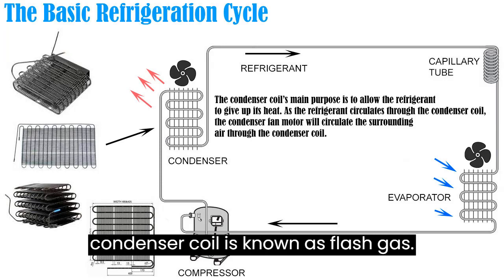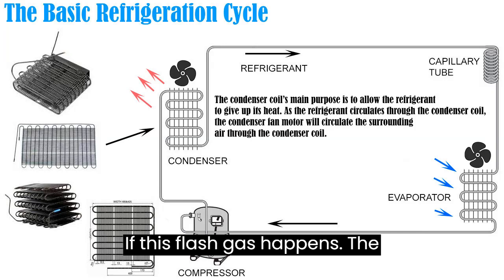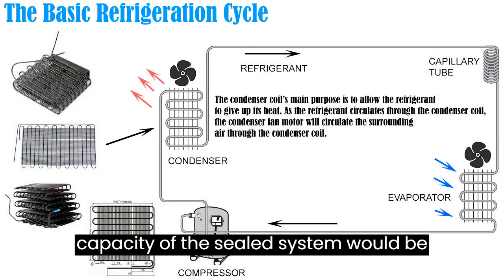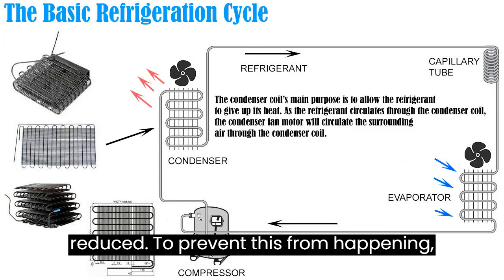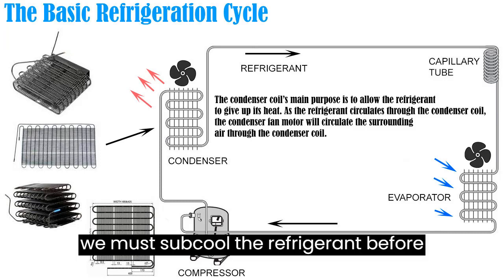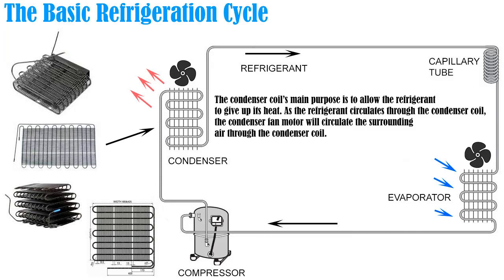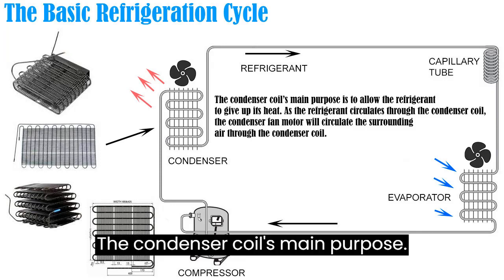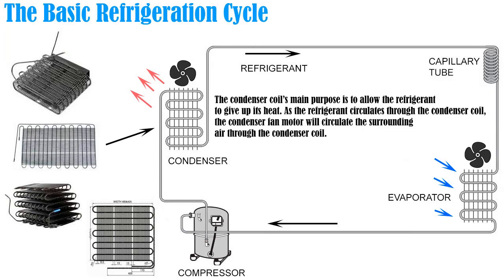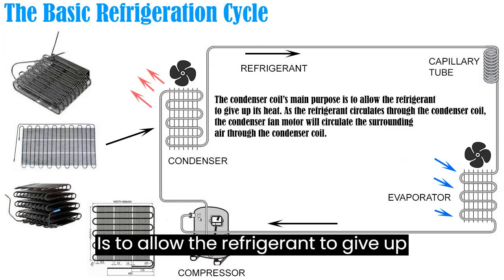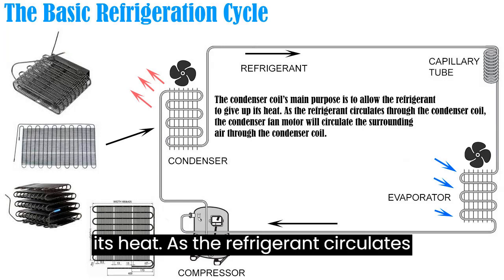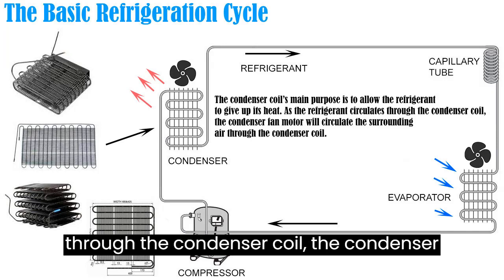The boiling of the refrigerant at the bottom of the condenser coil is known as flash gas. If this flash gas happens, the capacity of the sealed system would be reduced. To prevent this from happening, we must subcool the refrigerant before it reaches the metering device. The condenser coil's main purpose is to allow the refrigerant to give up its heat.